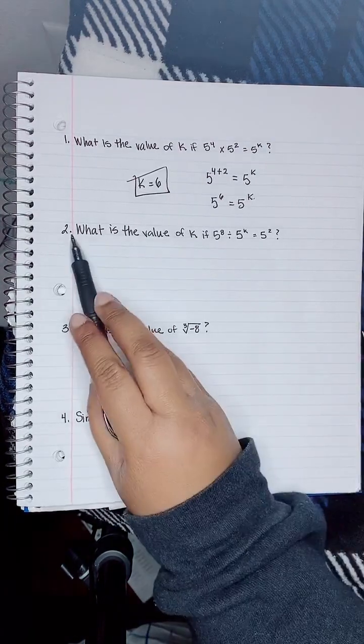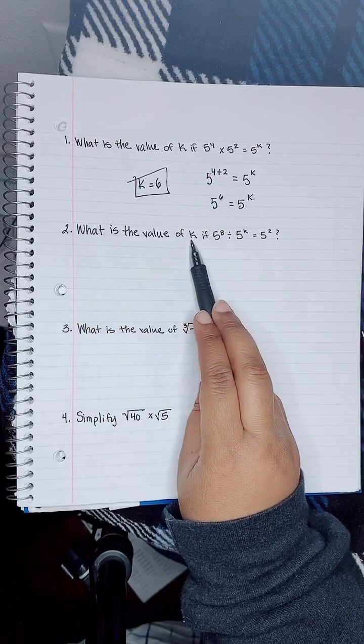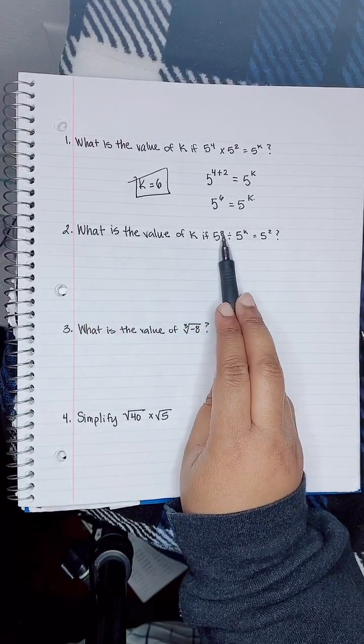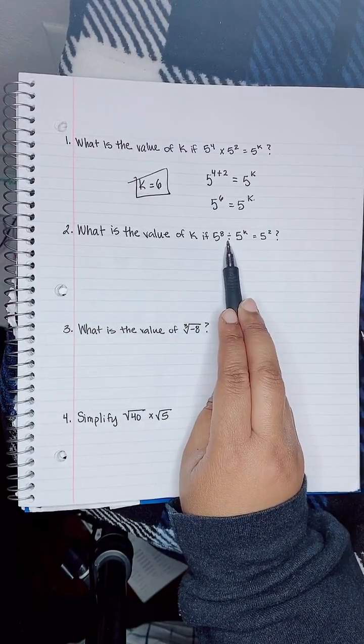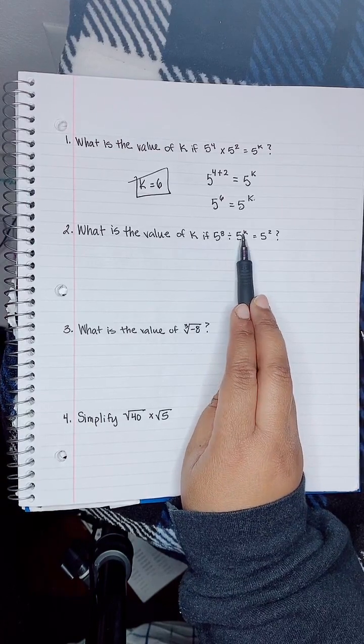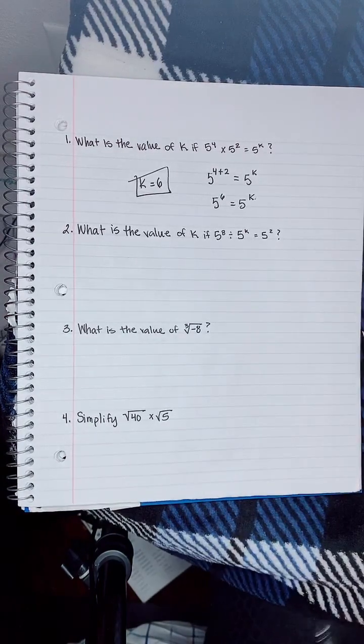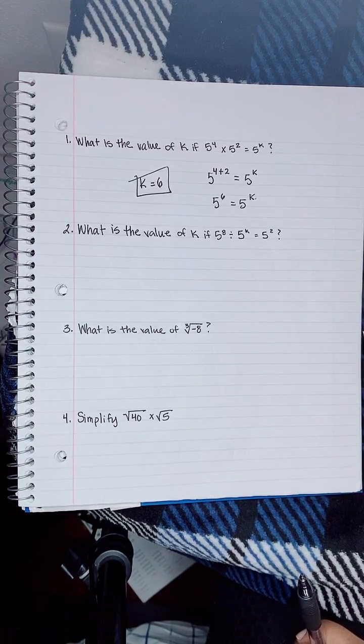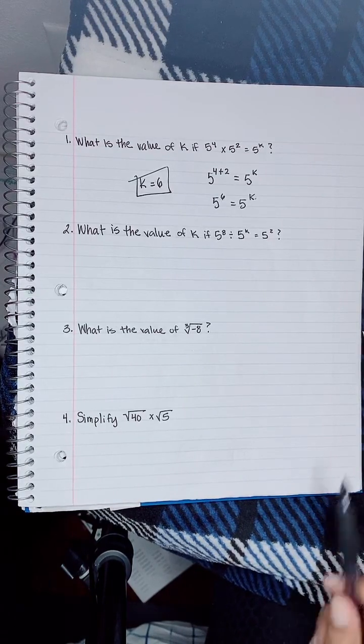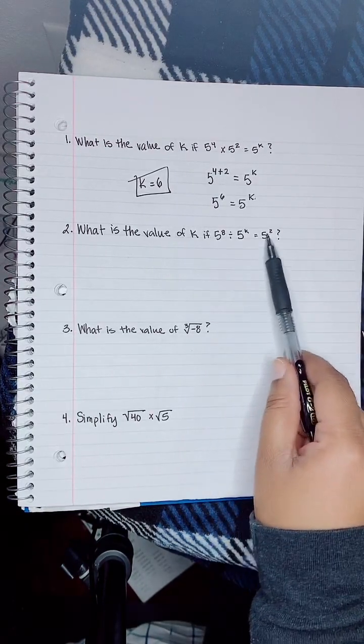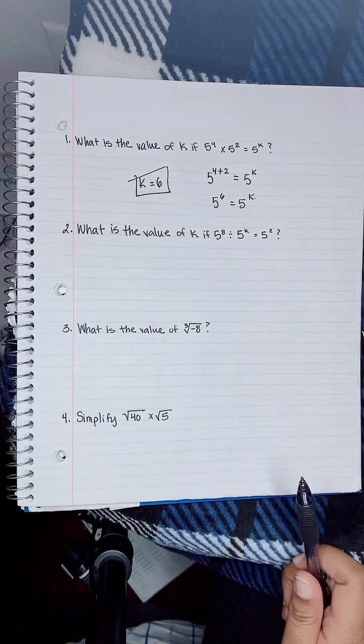Okay, so let's look at number 2. What is the value of k if 5 to the 8th divided by 5 to the k equals 5 to the 2? What do we do here? This one's a little bit tricky, right?